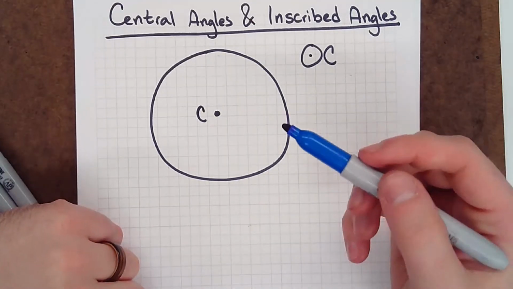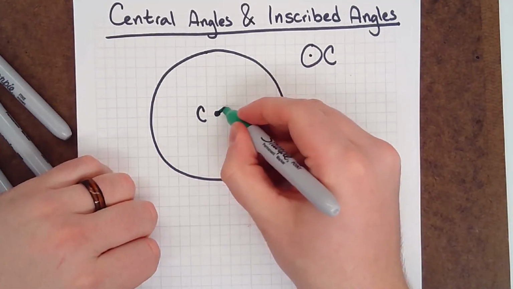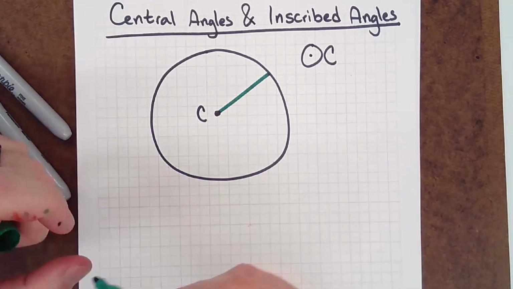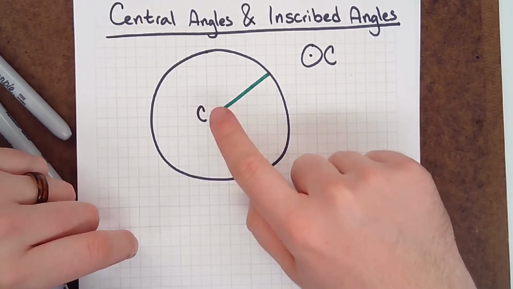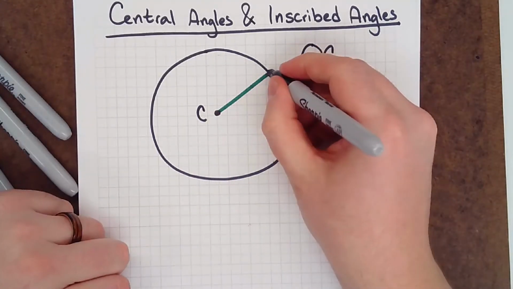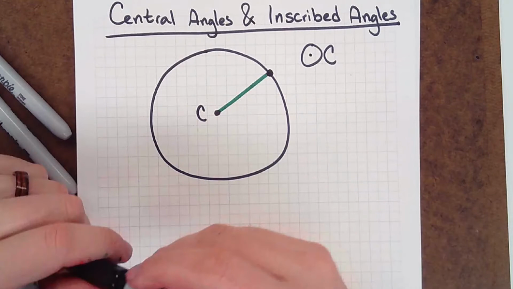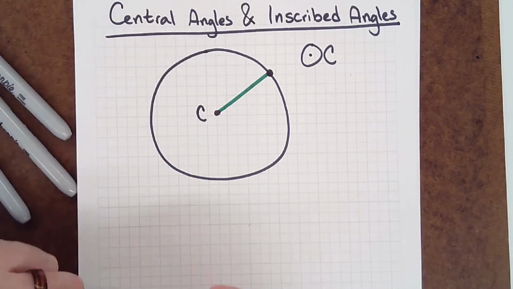Things you know about circles. Well, you probably know about these things called radii, a radius, right? A radius is a segment that goes from the center of the circle to the outside, the circumference of the circle. We call those radii. You can draw as many as you want, in any direction. And the cool thing about radii is that they're always going to be the same length.